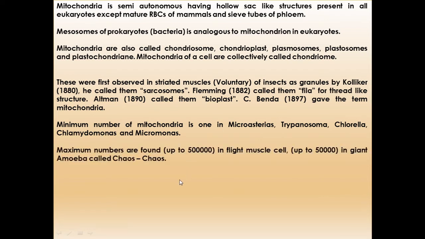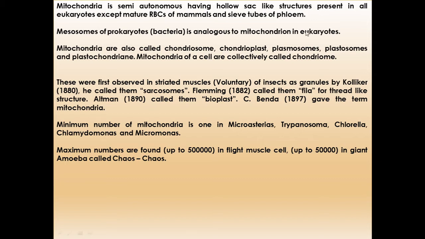Now, what is the maximum number of mitochondria? Up to 5 lakh mitochondria can be present in flight muscle cells. What are flight muscle cells? These are the cells present at the base of the wings, and they help in flapping and rotation of the wings.